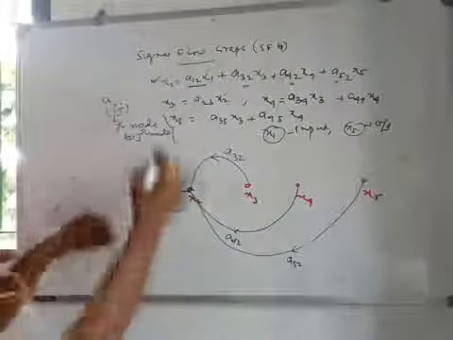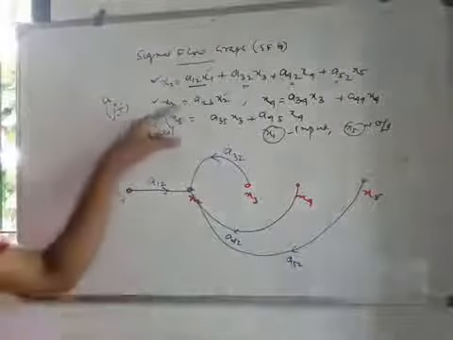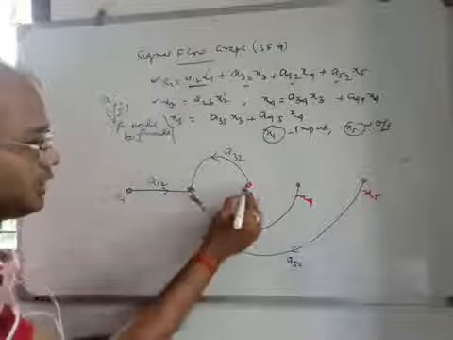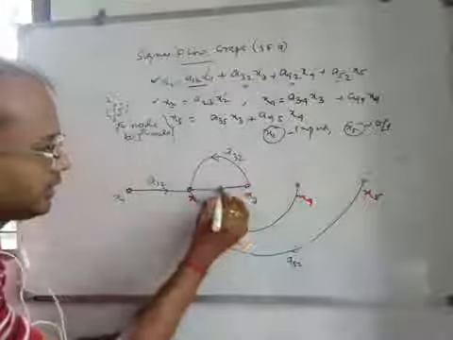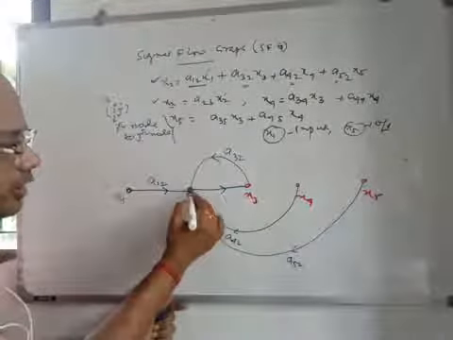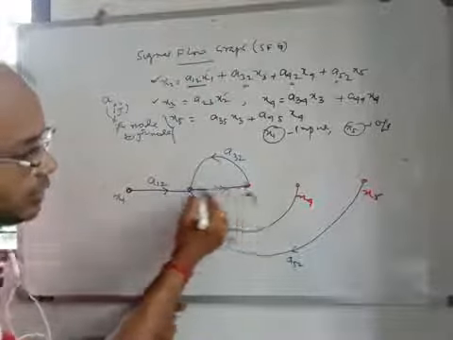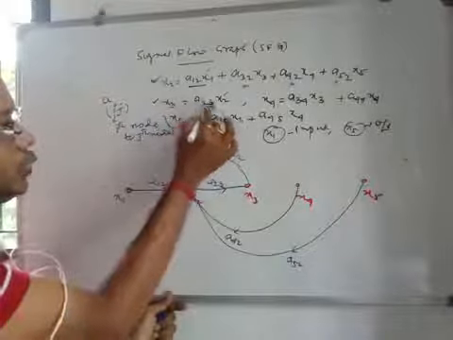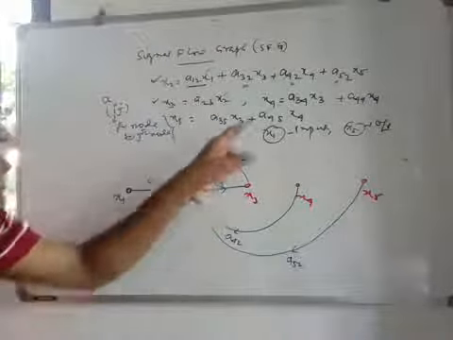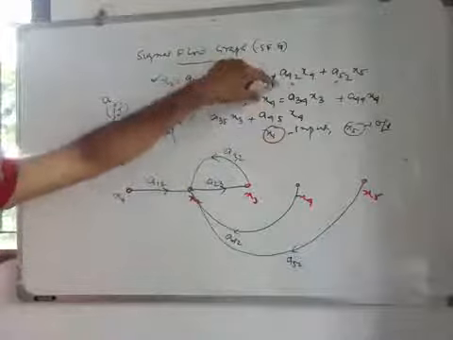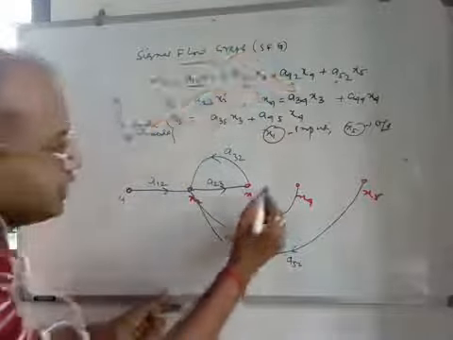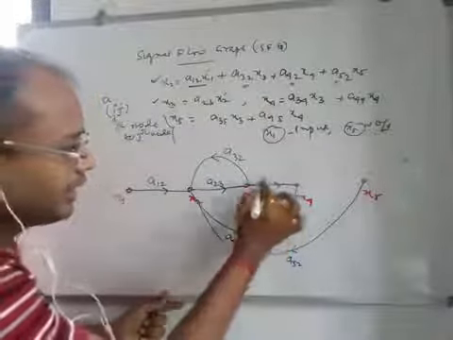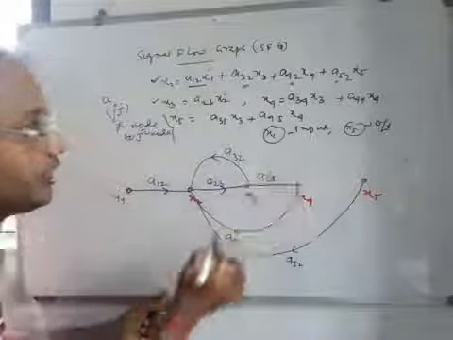Next the equation number 2. Here you see x3 is equal to a23 x2. a23 x2 means from 2 to 3 you will have a direct connection, right? From node x2 to node x3 the signal is flowing, and its gain is given by a23. 23 means from 2 to 3, right? Similar to this, x4 node, that means a34 x3. a34 x3 means 3 to 4, that is a straight line direction, and gain is a34, right?